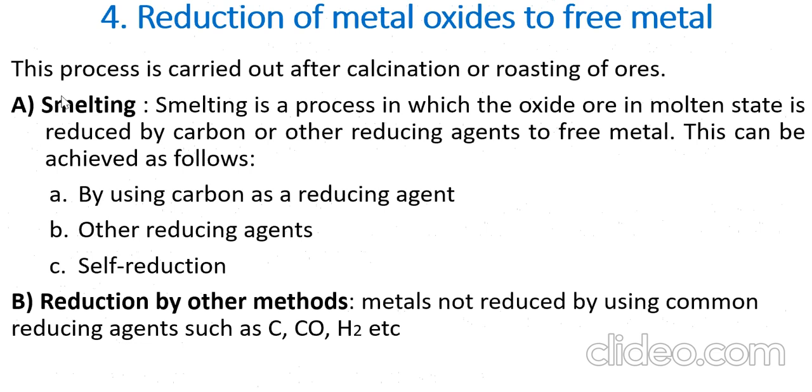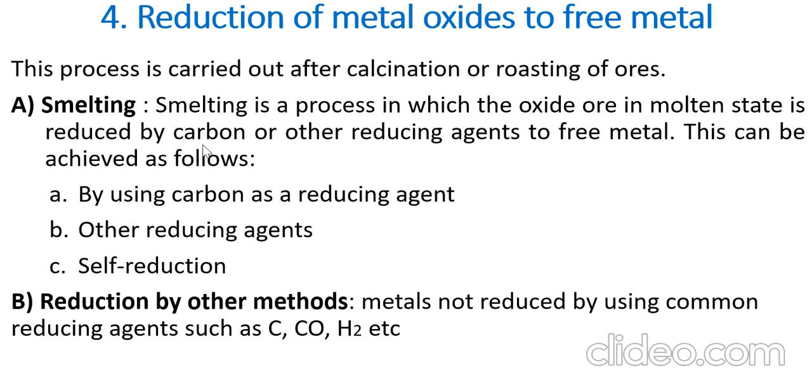So in the previous process, the metal becomes oxidized. So in this case, you have to reduce it, remove the oxide, right? The first one here for reduction is smelting, and the second one is reduction by other methods. Smelting is a process in which the oxide ore is heated to a molten form, and then reduced by a reducer.